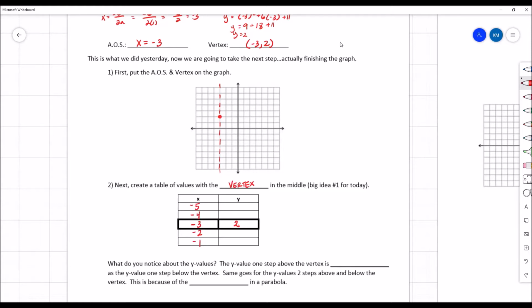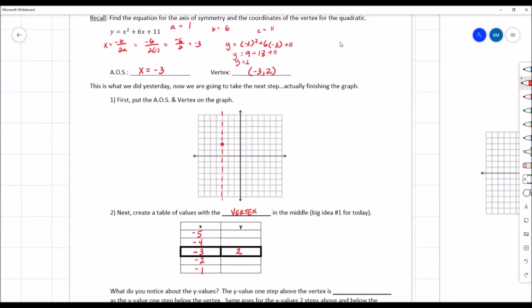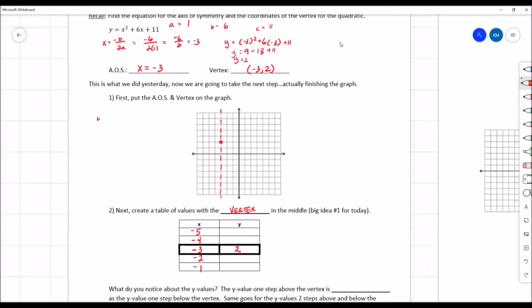So our function being, make sure I get that on the screen. There we go, I see it. All right. So I'm going to say y equals negative 5 squared plus 6 times negative 5 plus 11. That's 25 minus 30 plus 11. And so that ends up giving us 6. So when x is negative 5, y is 6. We do the same thing here with x being negative 4. So we have negative 4 squared plus 6 times negative 4 plus 11. That's 16 minus 24 plus 11. That's 3.